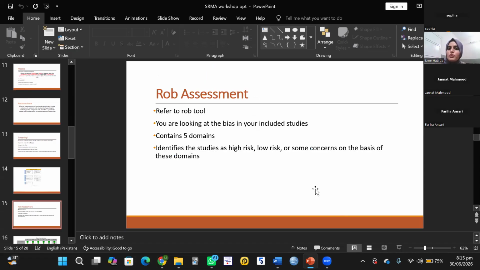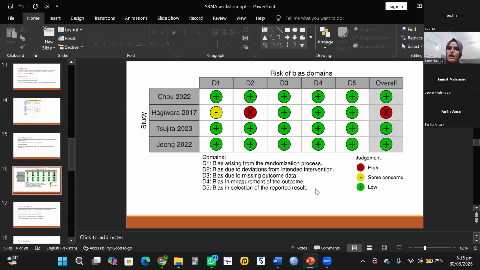Then we performed ROB assessment for all the included studies, right? So we were supposed to answer some questions from the 5 domains, and the tool was supposed to tell us whether the study was high risk, low risk, or had some concerns. Based on that, we perform the ROB assessment of each study individually, and in the end, we end up with this forest plot that we're supposed to put in our manuscript.